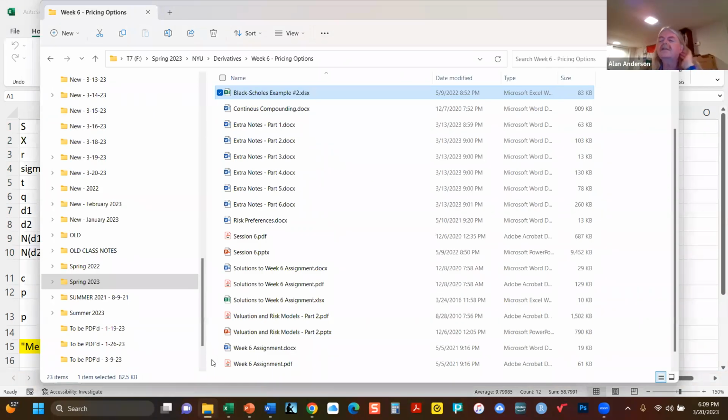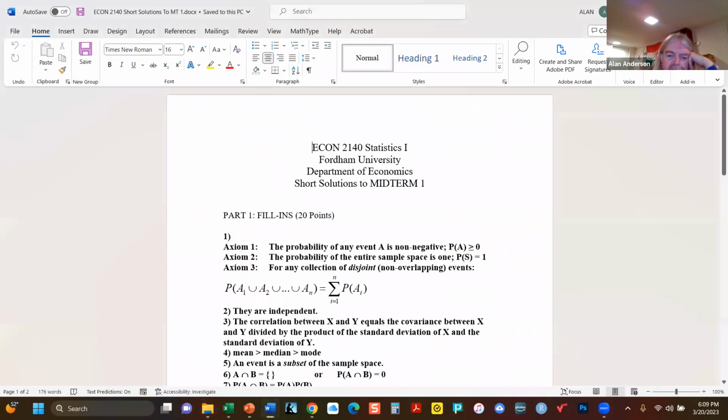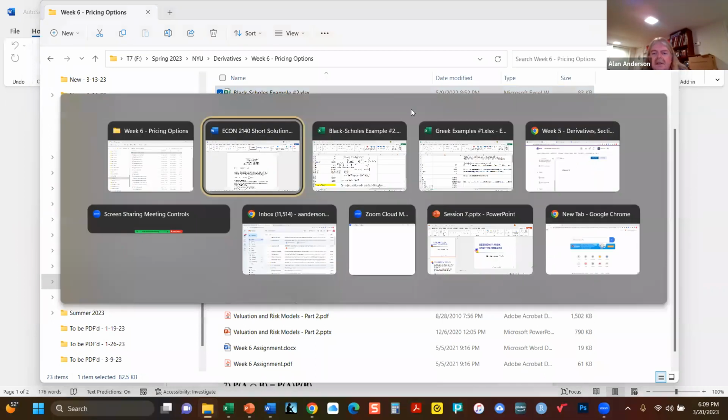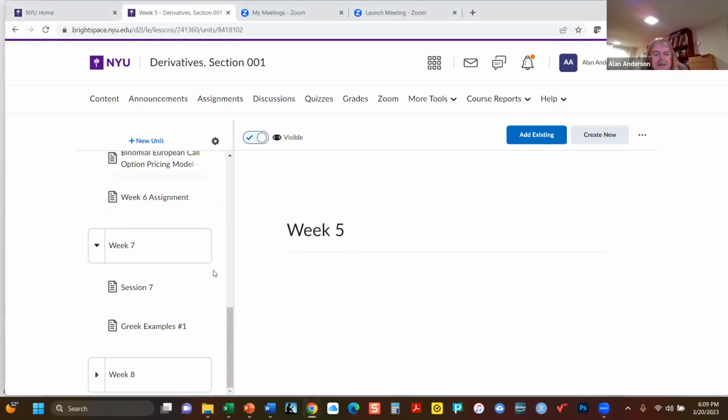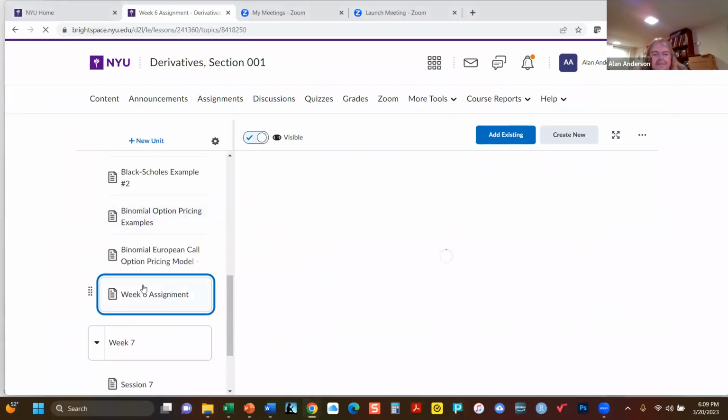Yeah, I sent out a whole slew of spreadsheets because, you know, the Brightspace isn't working correctly. But the assignment for 6 just involved the Black-Scholes model. All right, now, of course, I can't find the assignment again. Let's get it open one more time.